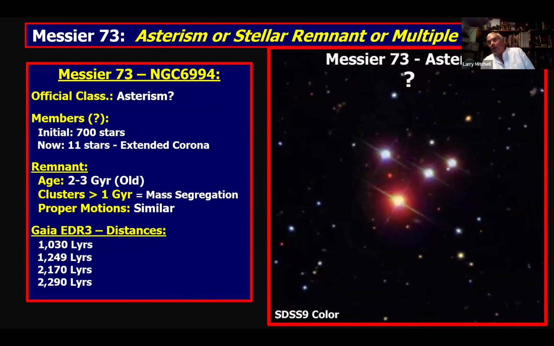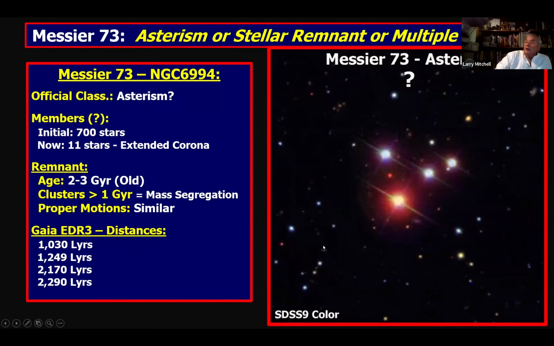This is an interesting object, however. Messier 73. This is one of Charles Messier's objects of 110. And historically, this was considered an open cluster. Then it was downgraded to asterism. These 4 stars appear to be related, but are they or are they not? It's thought that initially there were 700 stars. Now there's only 11 in what's called an extended corona around here.